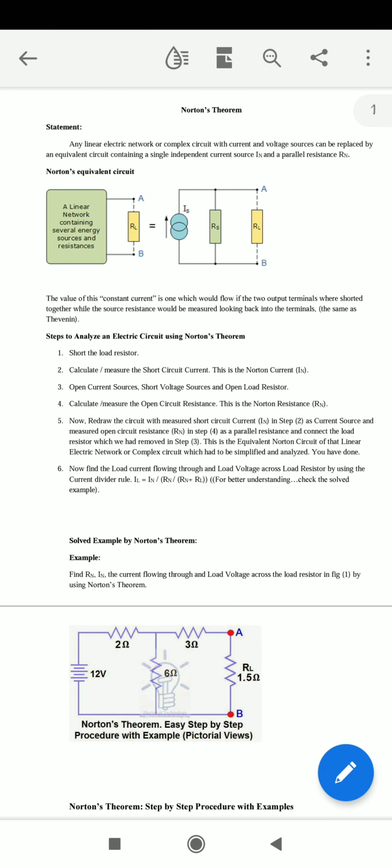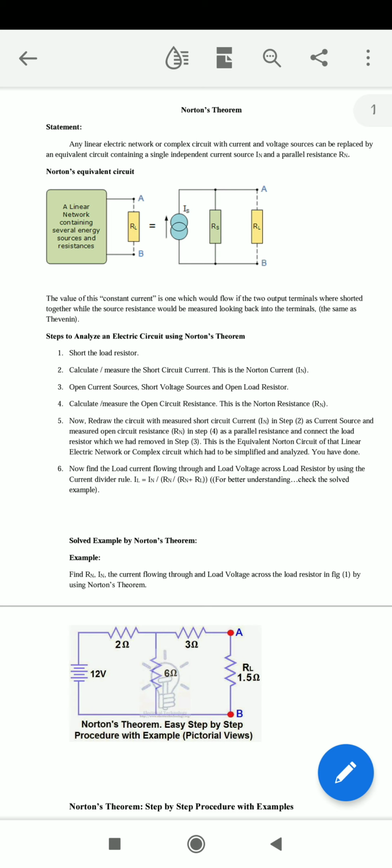Norton's equivalent circuit is shown for a linear network containing several energy sources and N numbers of resistances connected in series and parallel. Both connections are there. Finally, we join the load resistance. This is the equivalent circuit of Norton's theorem.